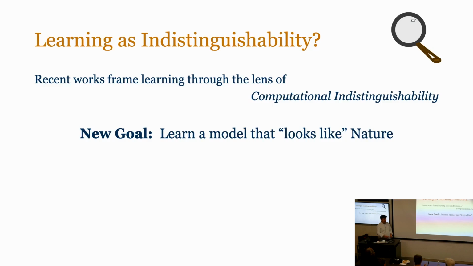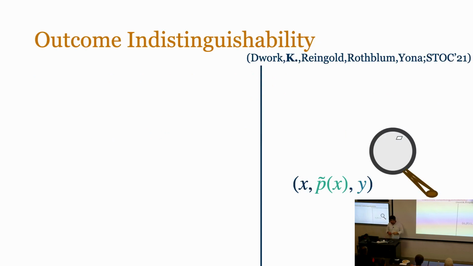And so the goal, in some sense, is that we want to learn a predictive model that looks like nature's predictive model, in some sense that we'll make formal. Before making it formal, it's best explained by the following game. This is from a work with Dwork et al. that appeared a few years ago. So how's this game going to go? The game's going to go as follows.